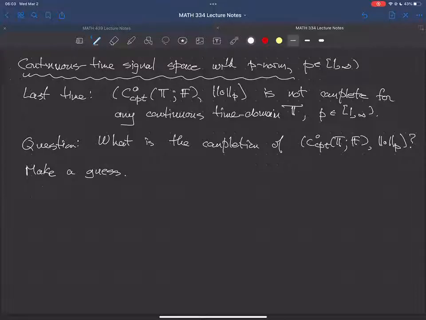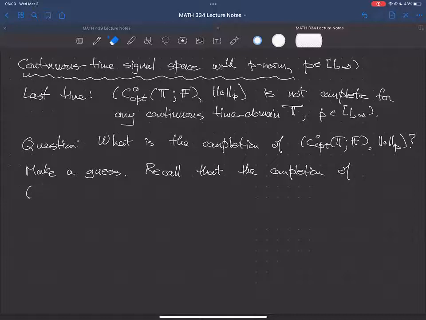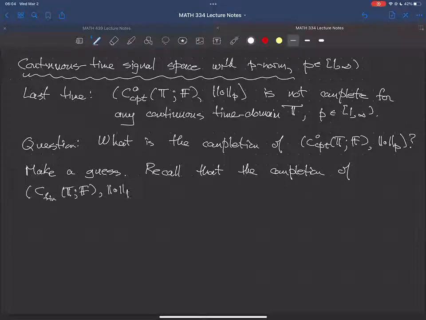All right. And our guess in this case will be motivated by what we did with the corresponding P's in the discrete time case. So in the discrete time case, let me not deal with sequences, but signals. So we're going to deal with C finite of T, F with the P norm. And so the completion, I said, and motivated, I hope in a compelling way.